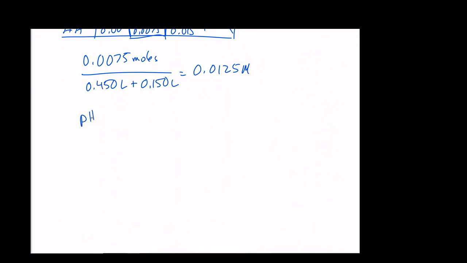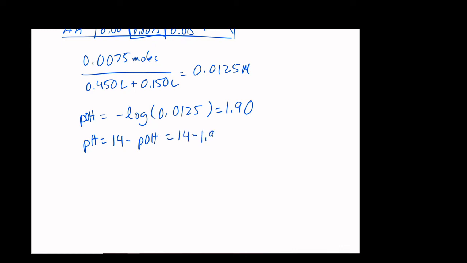Okay, so the pOH is equal to the negative log of the hydroxide ion concentration, which is 0.0125, okay, which is 1.90. Okay, that's the pOH. The pOH is the negative log of the hydroxide ion concentration, which is 1.90, and the pH is equal to 14 minus the pOH is equal to 14 minus 1.90, which is equal to 12.10, okay?